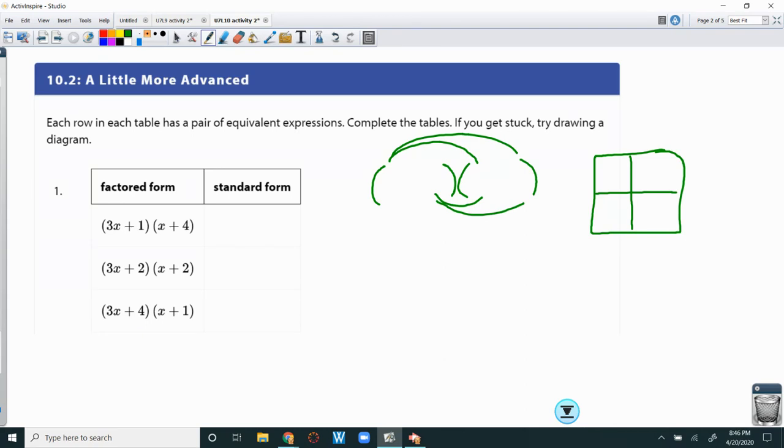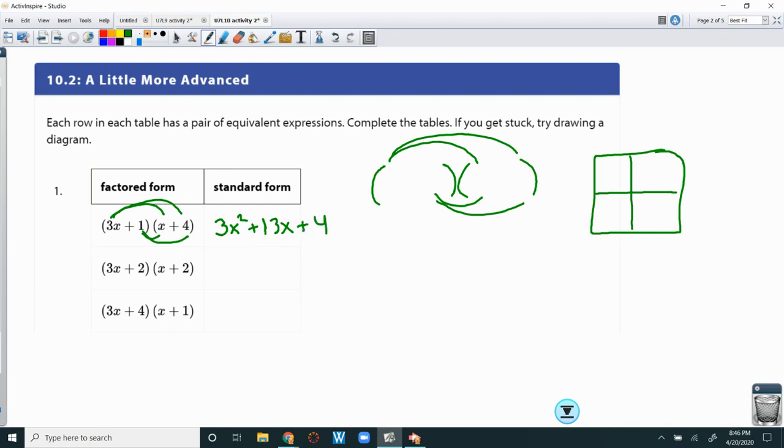All right, so you should have already worked these out on your own. So we're going to get 3x squared plus 12x plus 1x. So 12 plus 1 is 13x plus 4. All right, that's what the first one gave.